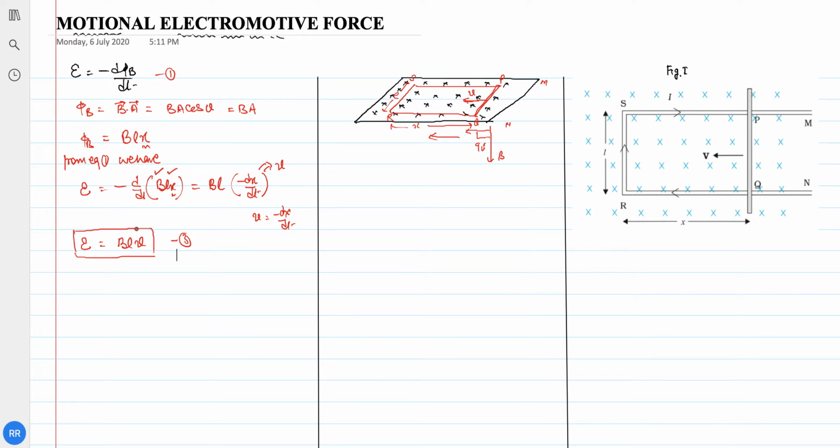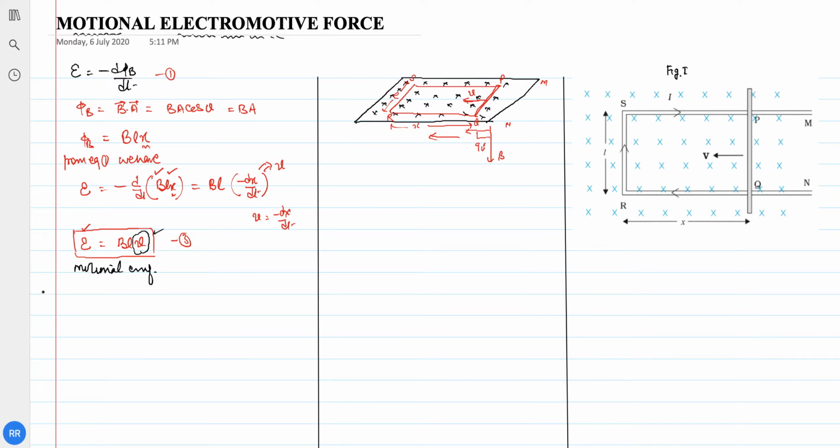So this electromotive force now has different definitions. It is now BLv. Because of the term v involved over here, which represents the motion of the conductor in the magnetic field, this is called the motional EMF. This is called motional EMF. Motional EMF.